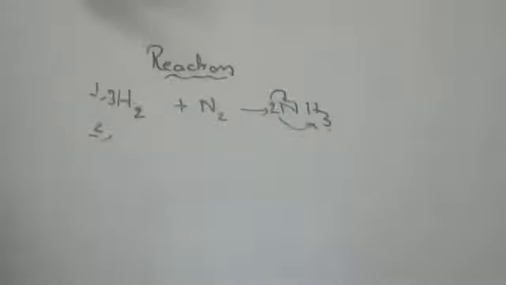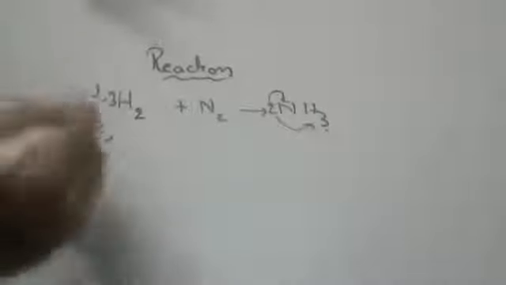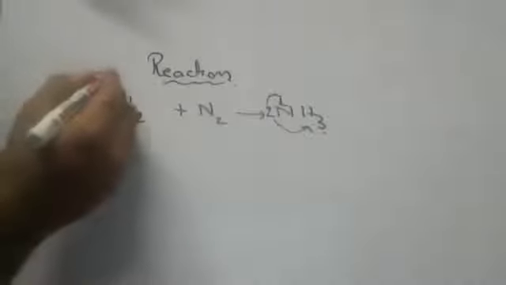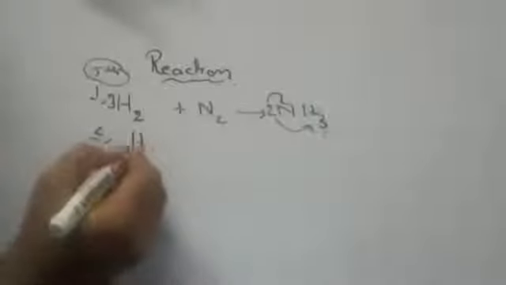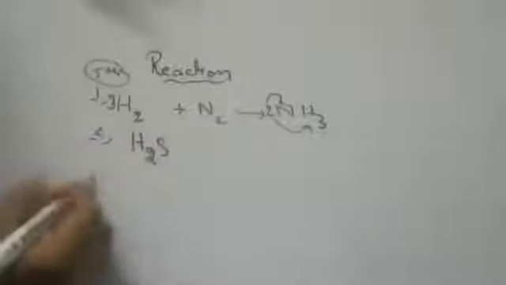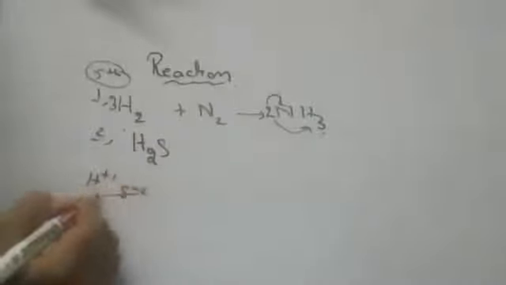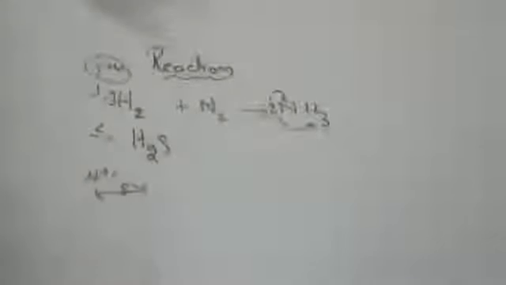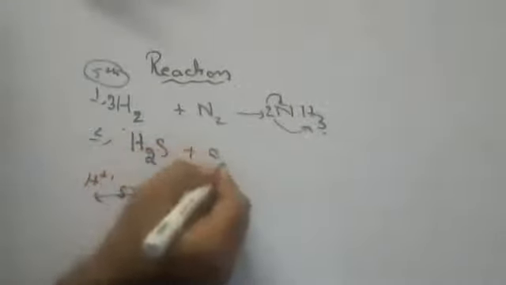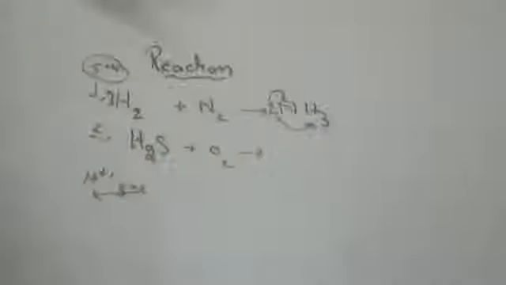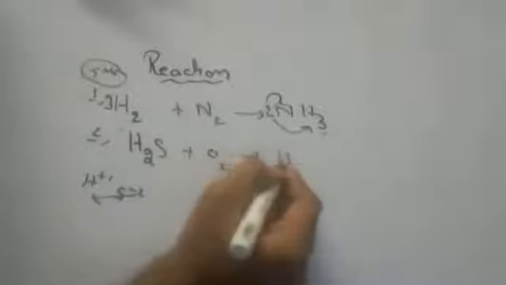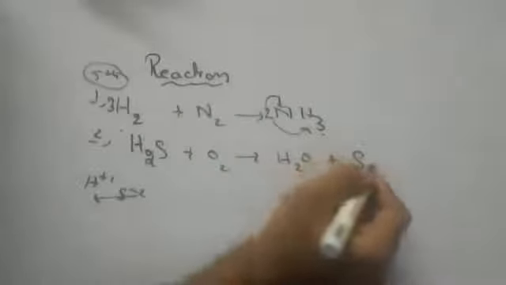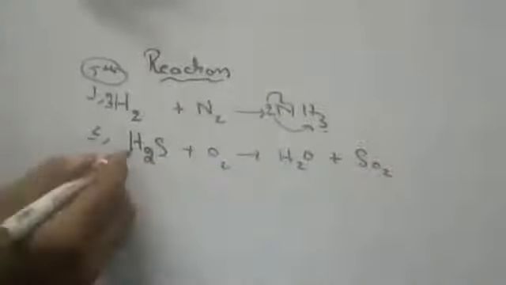Second, children, this is the fifth question, second bit, I'm doing now. Hydrogen sulfide, because H is plus one, S is minus two, H2S, children. Hydrogen sulfide burns in air. Air means only oxygen will be taken, children. Even though it is a mixture of gases, we take air as oxygen only. It gives water and sulfur dioxide. You have to check whether the reaction is balanced or not.